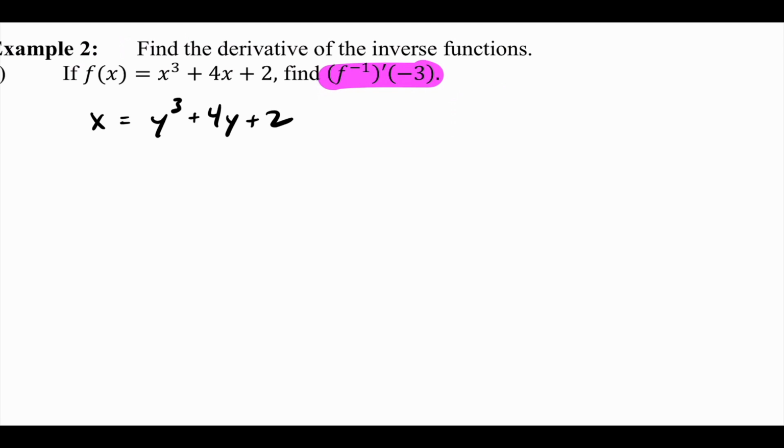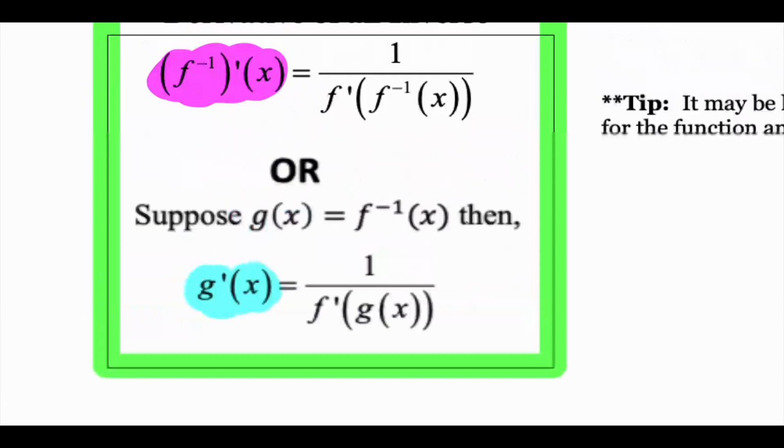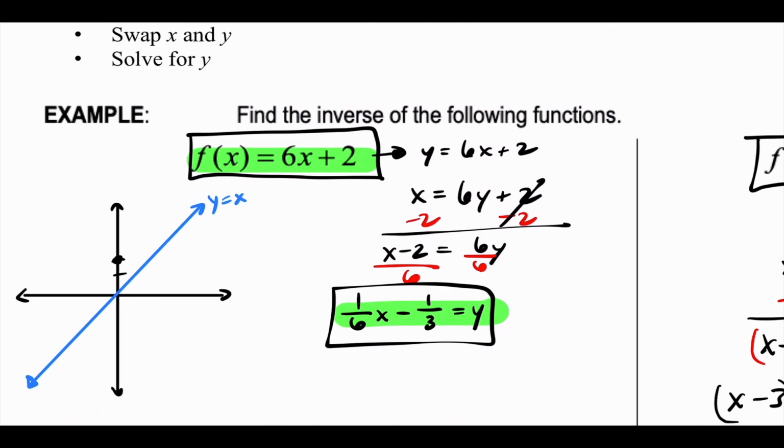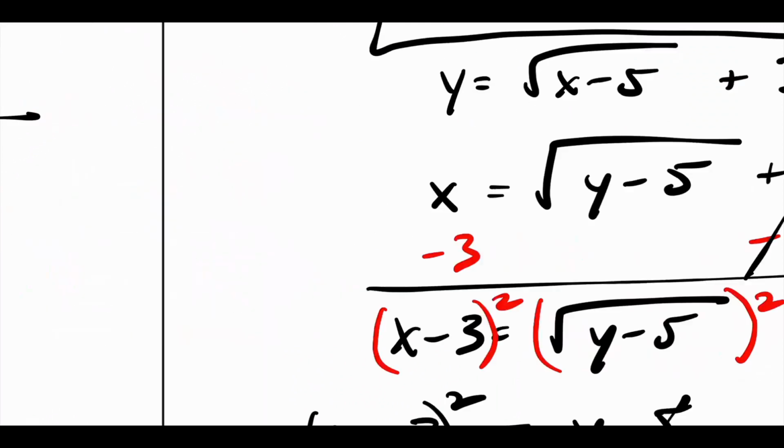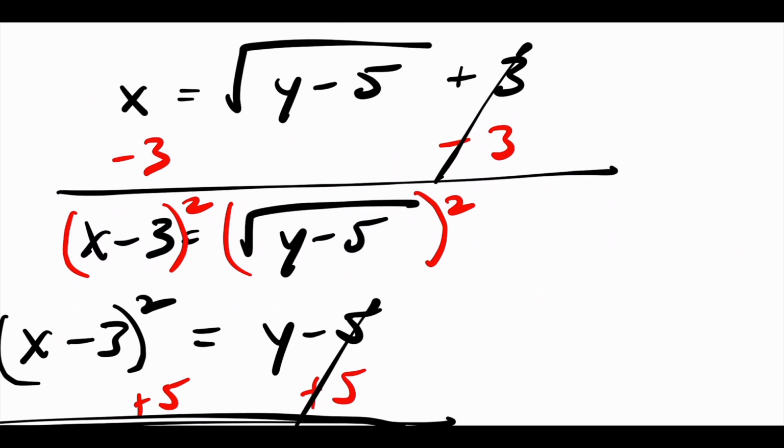And then what was the next step? What did we do before, after I switch x and y? Solve for y, right? How do I solve for y? There's two y's. I can't isolate them, right? Over here, there was only one y, so I could get y by itself. Same thing over here. There was only one y. I could get it by itself.